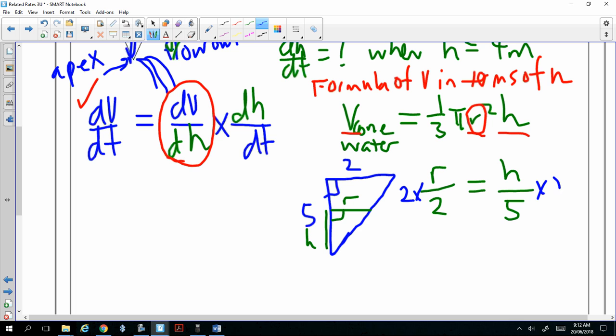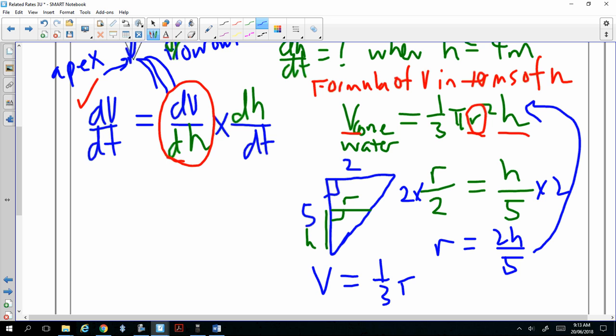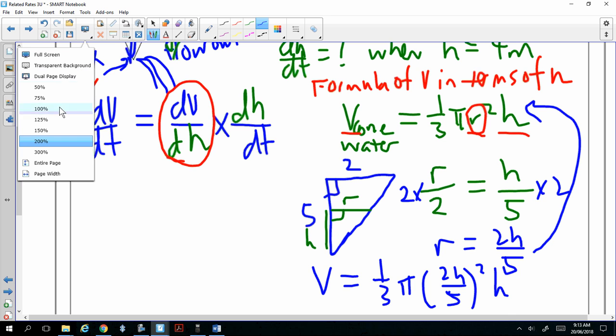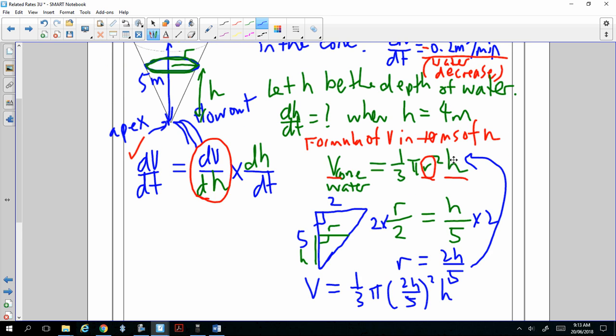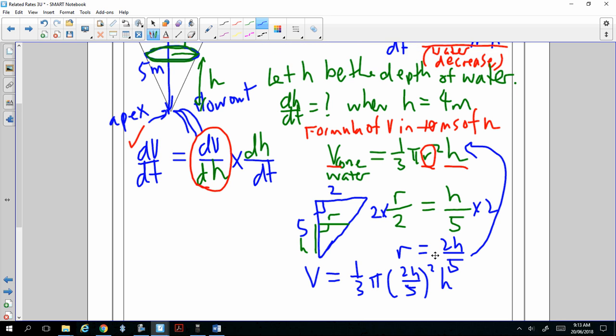Once you get r in terms of h, we can substitute that into the volume of the cone formula. So the volume will be 1/3 pi (2h over 5) squared times h. So it's everything in terms of h. When there's another variable, you have to somehow find it in terms of the one you're trying to differentiate with respect to. That's the hard part, which is not that hard because the similar triangle is easy to see. Okay, let's continue.